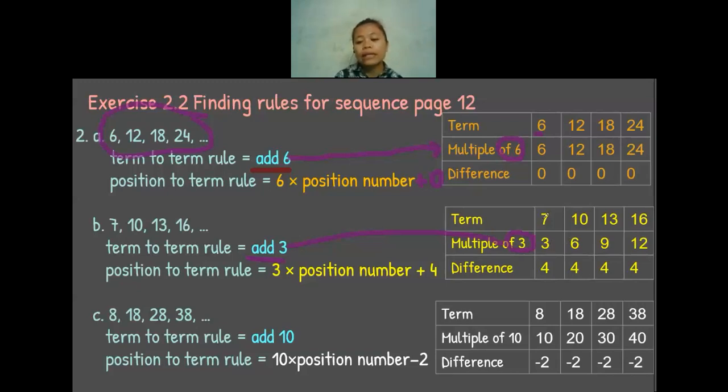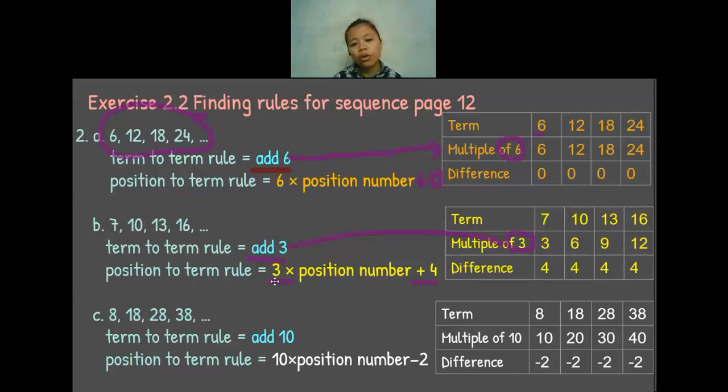So we have to find the difference. 7 minus 3 will be 4, 10 minus 6 will be 4, 13 minus 9 is 4, 16 minus 12 will be 4. All of them, the difference is 4. And then the position number, we will always multiply with the term to term rule given. Because this is 3, we multiply the position number by 3, and then add the difference that we got from the table. So the position to term rule will be 3 times position number plus 4.